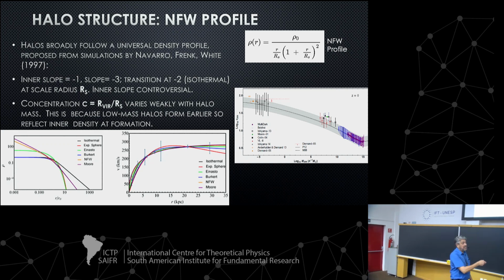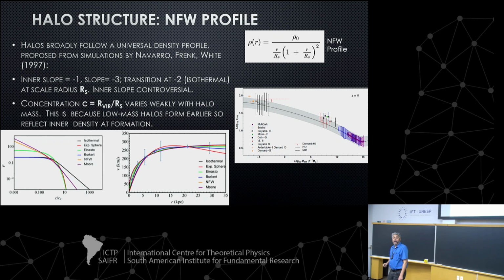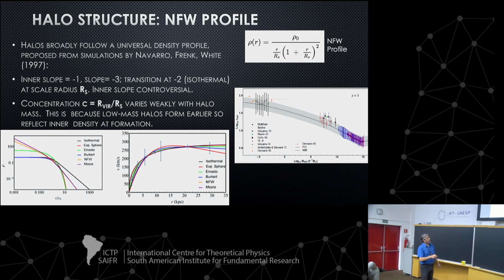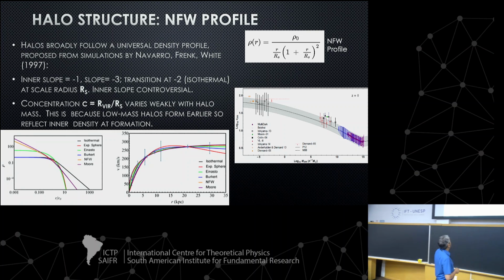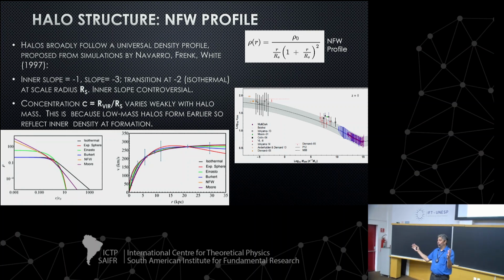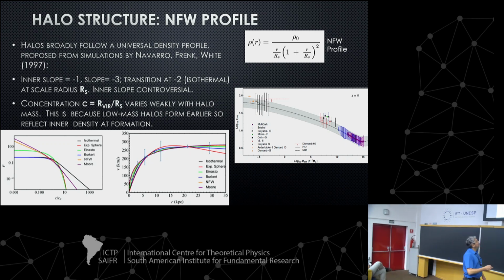Okay. So this is the concentration, right? That's basically a rotation curve, and then the other thing that's often used to parameterize the halo is this concentration. The concentration is the size of the whole halo, the virial radius of the halo, divided by the scale radius. So it's just another measure of the scale radius.